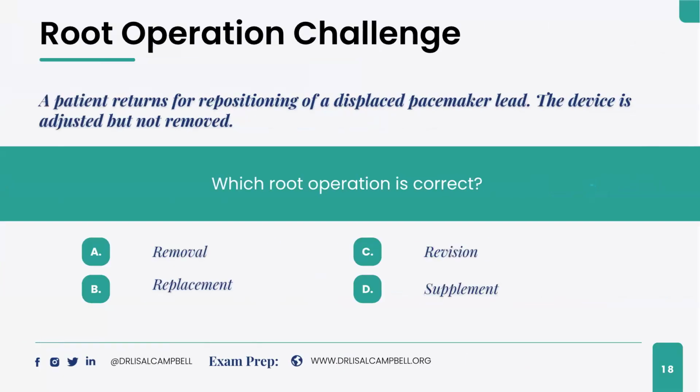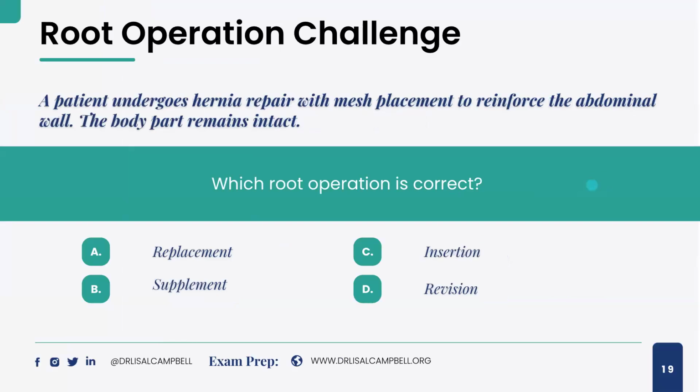A patient returns for a repositioning of a displaced pacemaker lead. You know what it is. It's a revision. The device is adjusted, but it is not removed. And lastly, a patient undergoes a hernia repair with mesh to reinforce the abdominal wall, but the body part remains intact. That is supplement. If there's no mesh, just a repair, that will be repair only.